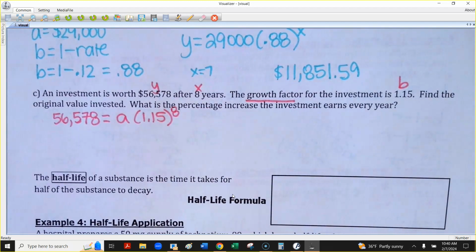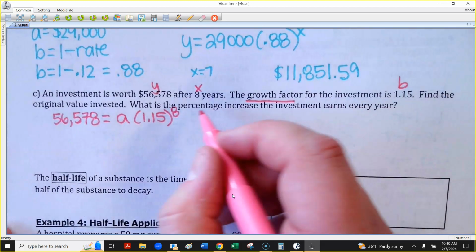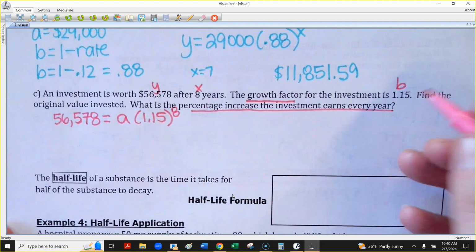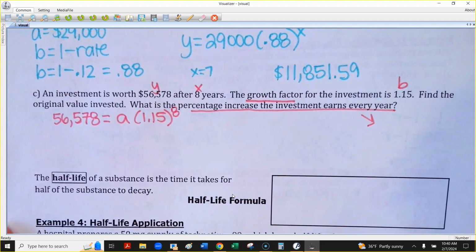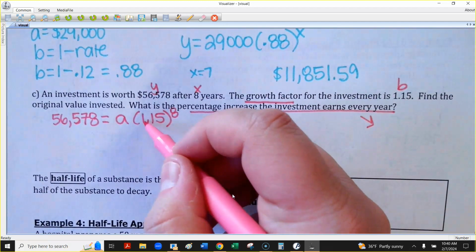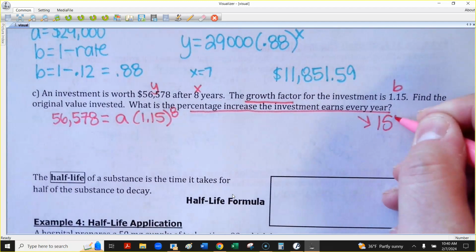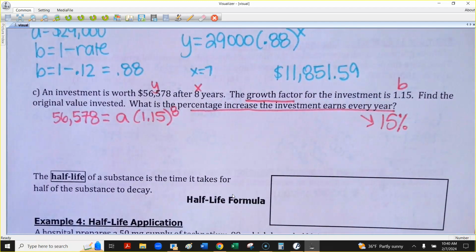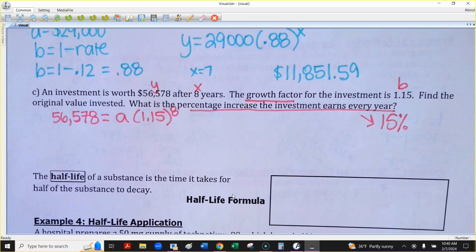Okay, before I find the original investment, can anybody tell from looking at that what percentage increase that the investment is earning every year? Can you tell from looking at that B value? If I have 1.15, what percentage am I earning every year? 15. It's whatever it is over 1. So if it's over 1, this is going to be 15%. So it's earning 15% every year. Now, because my goal here is to find the initial investment, how would you solve that equation? You got to divide. Yep.